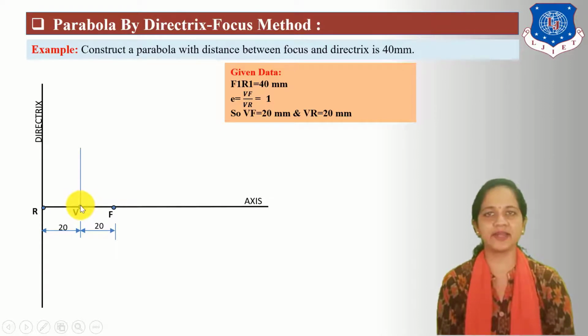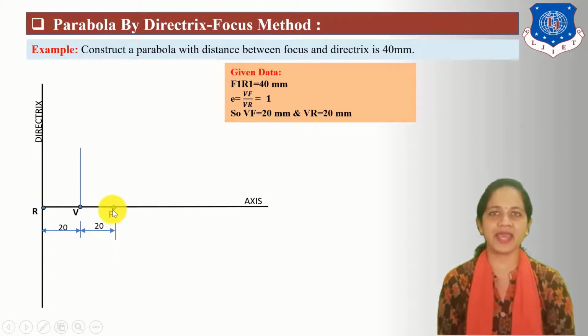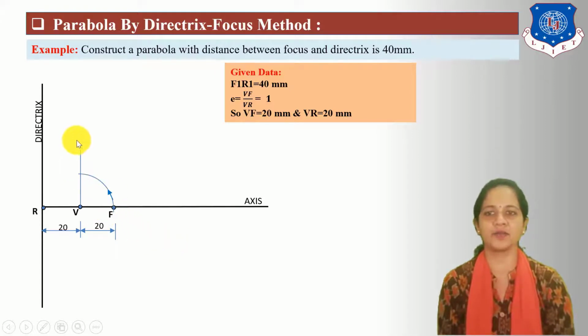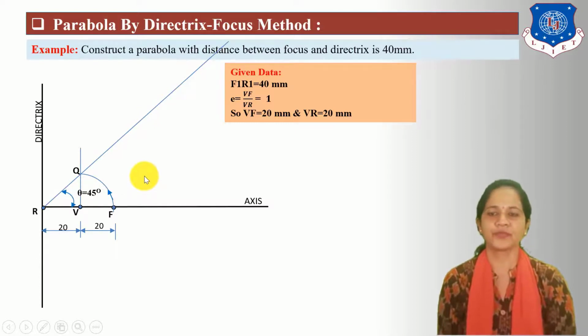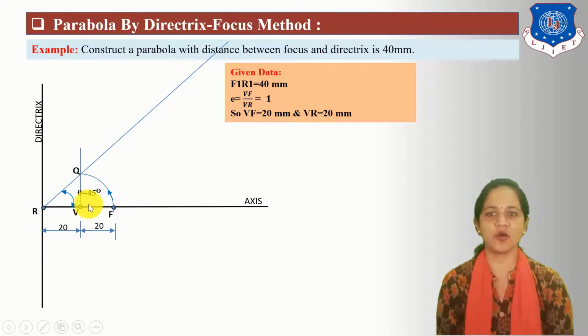Next take center V, radius VF and draw an arc up to this vertical line. Mark here Q point. Connect RQ points. Now the angle between this RQ line is always 45. Next, take division on this axis line from V point.